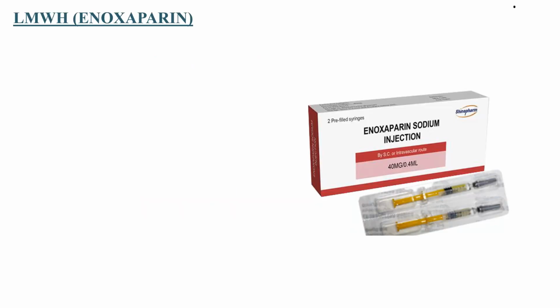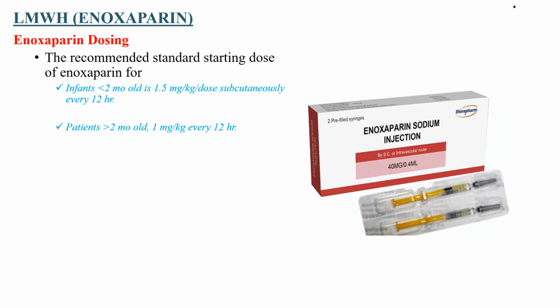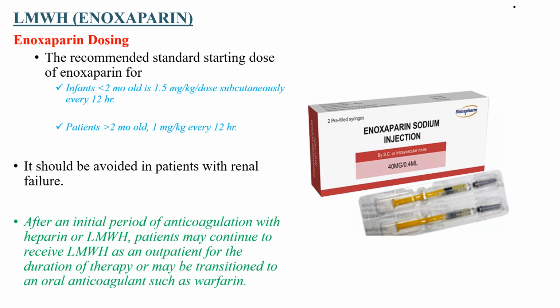When we look at low molecular weight heparin, enoxaparin is the most common low molecular weight heparin that is used for this purpose. The recommended standard starting dose for enoxaparin is, for less than 2 months, 1.5 mg per kg per dose subcutaneously BID. For more than 2 months, 1 mg per kg BID. It should be avoided in patients with renal failure because the excretion is through the kidney.